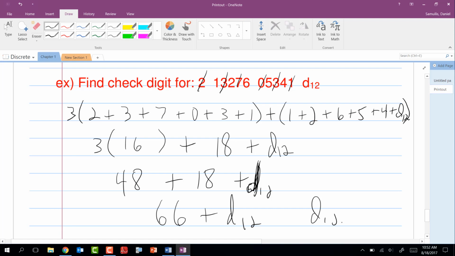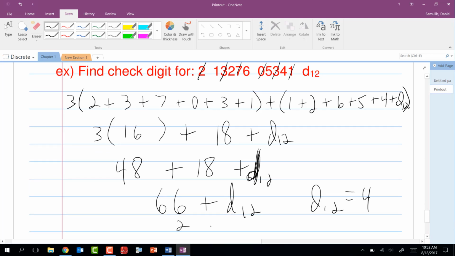All right, class. What's D12 got to equal after all this? There's one and only one answer: 4. Okay, so the UPC code for this that would be valid is 21327605341 4. 4 is the check digit. Okay? All right. We are done.